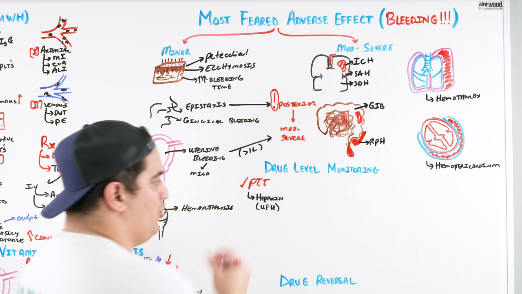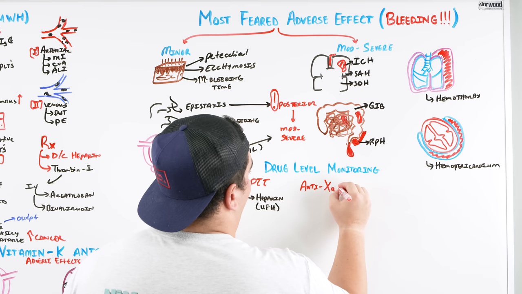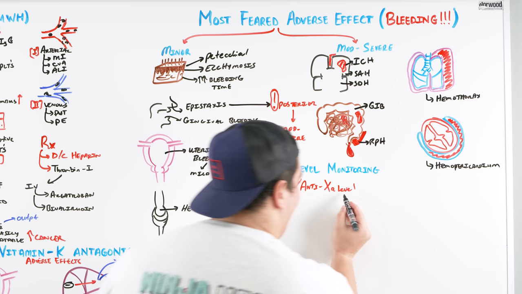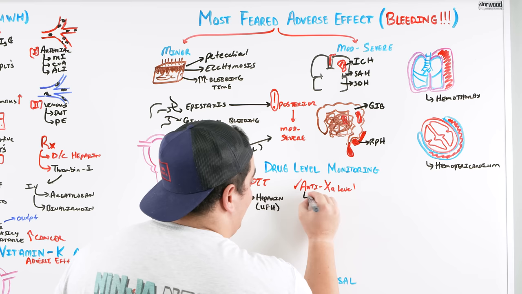Another one is monitoring what's called your anti-10A level. This isn't a common level, to be honest with you, but you can utilize it. What this looks at is anything that's inhibiting the 10A, whether indirectly or directly. So you're like, well, wouldn't unfractionated heparin work? It would. I could technically do any heparin.